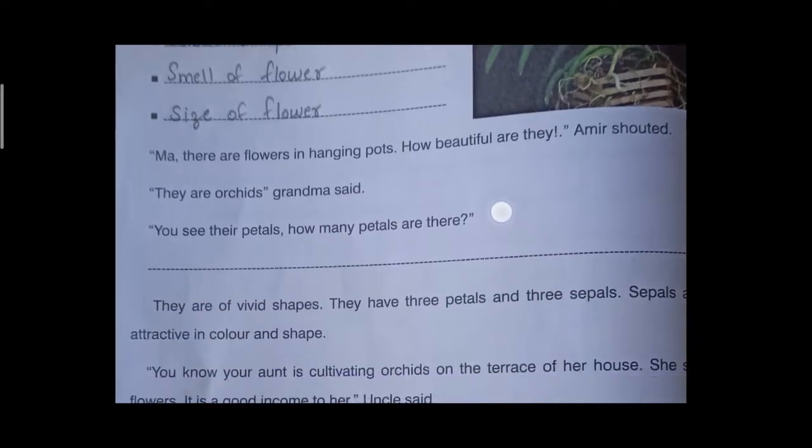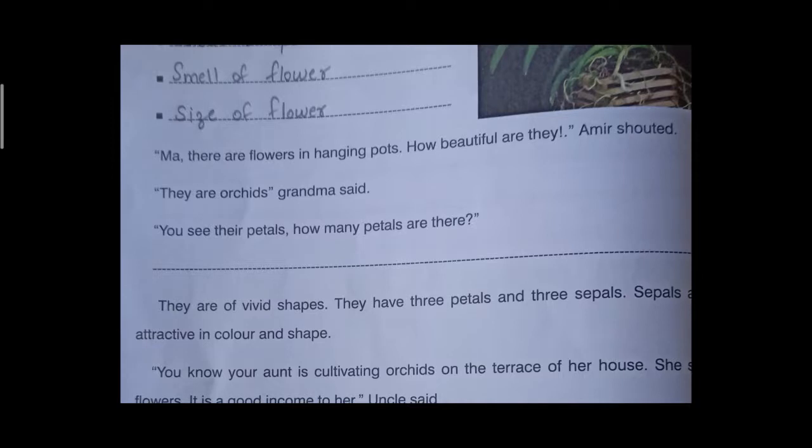So next is the story. We can read it. "Ma, there are flowers in hanging pots. How beautiful are they?" Amar shouted. "They are orchids," grandma said. Orchid flower is one of the flowers which will not fall down fast. It will be there in a plant for many days.